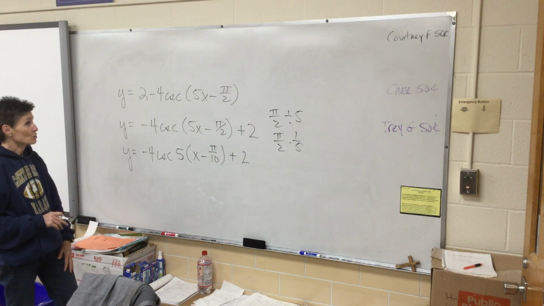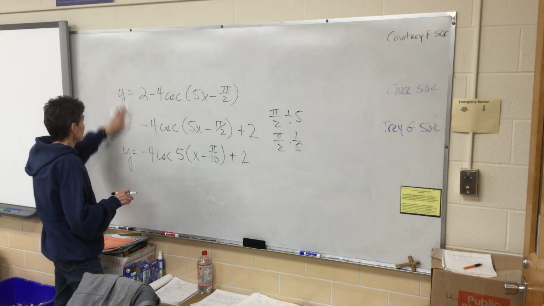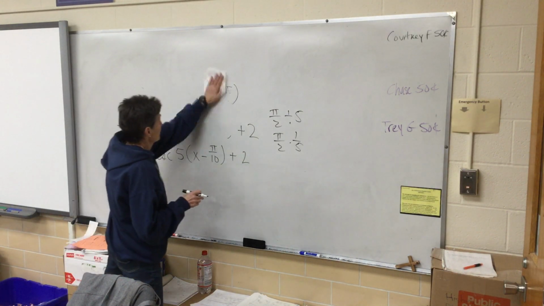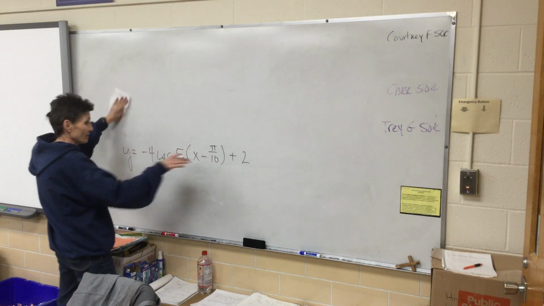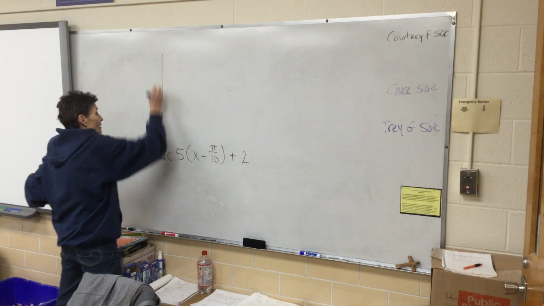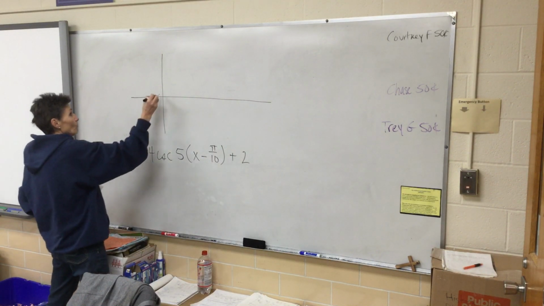Now I'm ready to sketch. So I'm kind of out of room here, so I'm going to erase this. Here's my equation now after I've gotten it all like I want it. All right, so now we're going to sketch it. So we have an amplitude of 4.